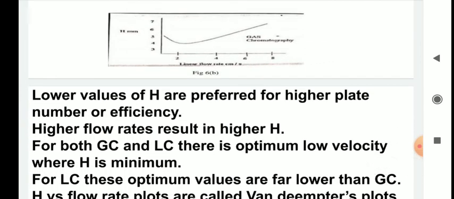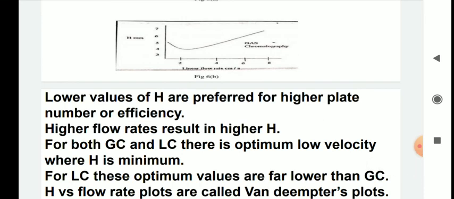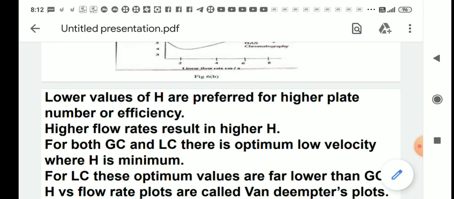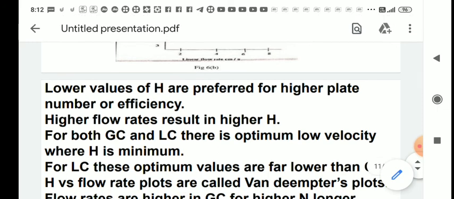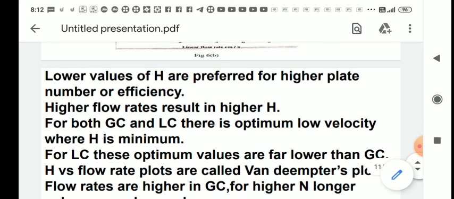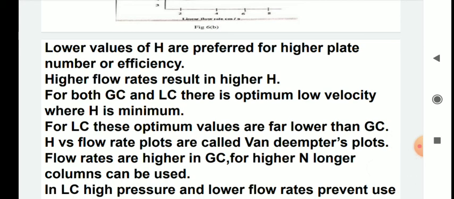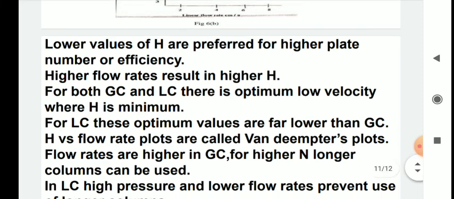Lower values of plate height are preferred for higher plate number or for higher efficiency. So in both the cases, we try to reduce the plate height. We try to create the operating conditions in chromatography so that the plate height is reduced. Higher flow rates will result in higher H values. So we have to make use of the optimum low value of the velocity, and at that optimum velocity, the plate height H is minimum. For LC, the optimum values are far lower than GC.